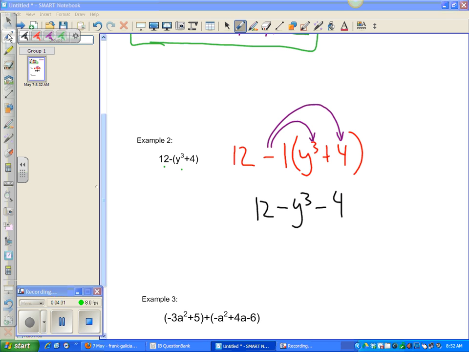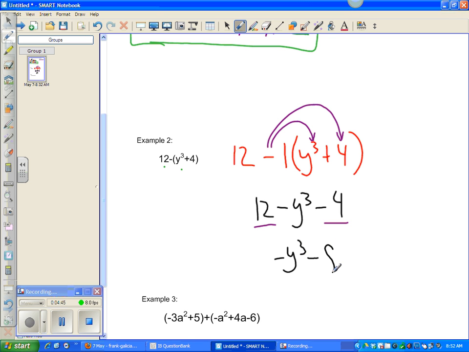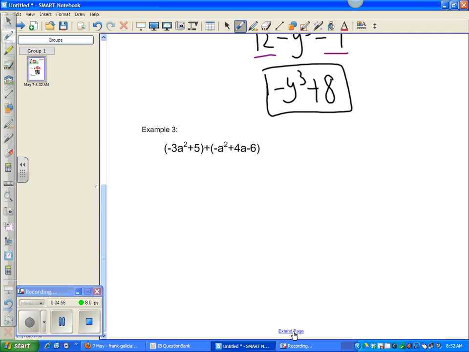And now I can combine my like terms, which in this case are the 12 and the minus 4. That gives me negative y cubed, and 12 minus 4 is positive 8. And that's my answer. Don't forget that little negative there. You make everything inside the parentheses negative, and that's where students make the mistake very, very often.